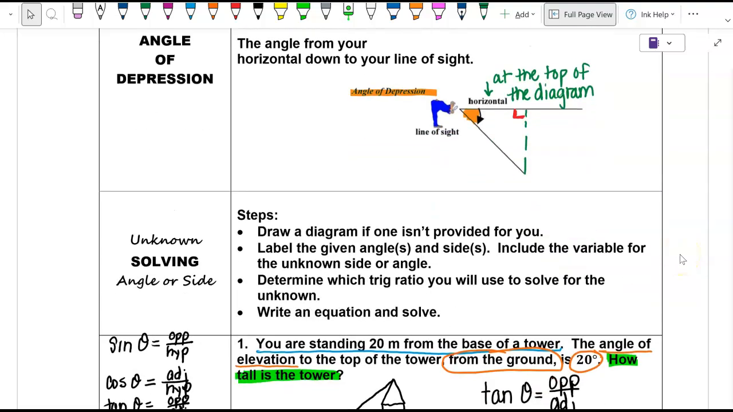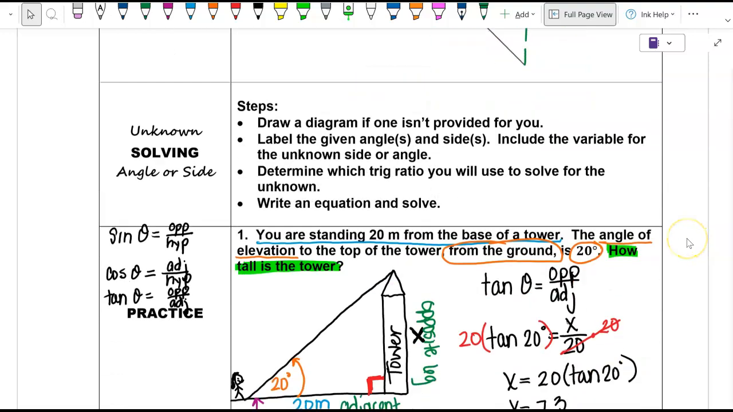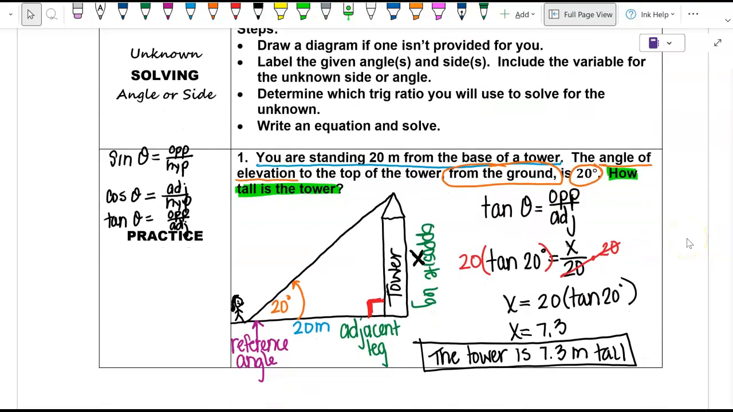Again, we're going to draw a diagram, which there isn't going to be one provided for us. We're going to label it. We're going to determine which trig ratio to use, and we're going to write an equation and we're going to solve. We did a couple of those problems yesterday. Here's the first one when we were looking up at a tower.